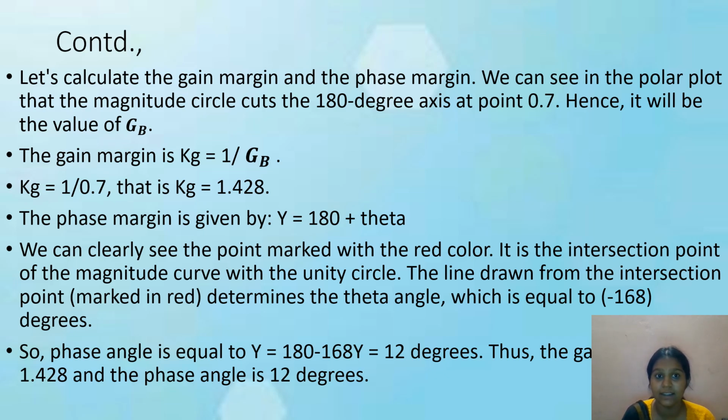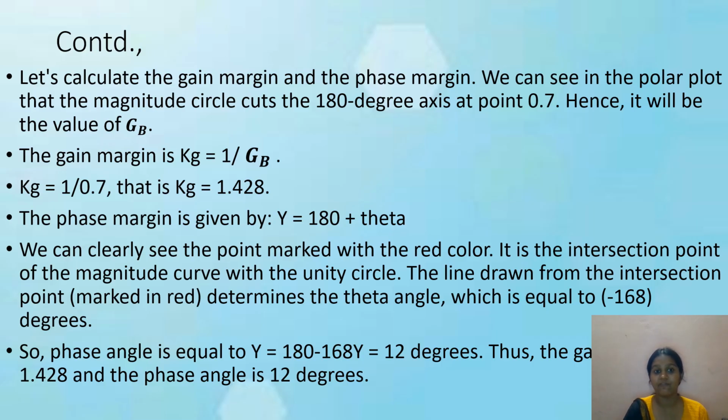So let's calculate the gain margin and the phase margin. We can see in the polar plot that the magnitude curve cuts the 180 degrees axis at the point 0.7. Hence, it will be the value of G B. We all know that the gain margin is given as 1 by G B. As it cuts the axis at the 0.7 point, the gain margin can be found as 1 by 0.7, which leads to 1.428. So this is our gain margin for this polar plot.